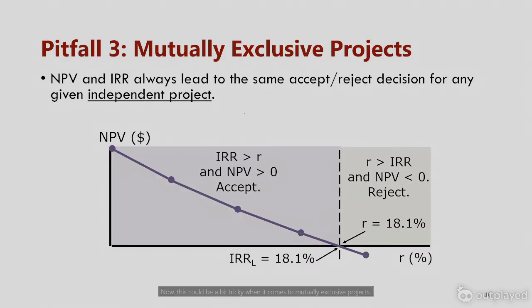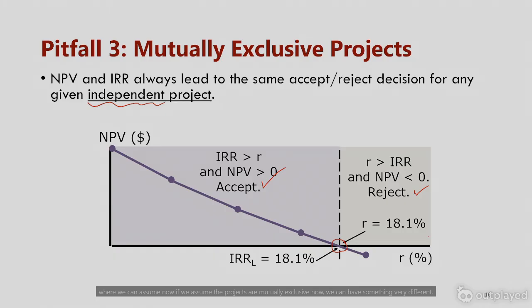Now, this could be a bit tricky when it comes to mutually exclusive projects, because we might have a conflict. When it comes to independent projects, it's much more straightforward to understand, and there's not much possibility where IRR and NPV would tell us something very different. So again, if we're talking about independent projects, in any case where the cost of capital falls below the IRR, we should accept it, and vice versa. That holds only when the projects are independent.